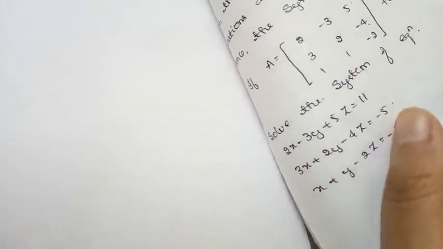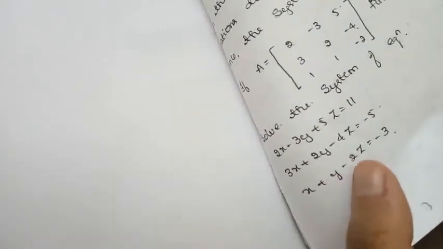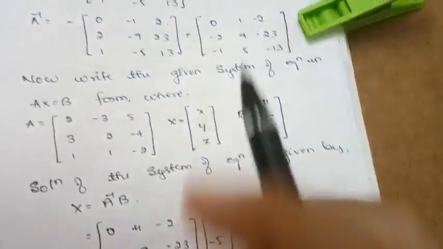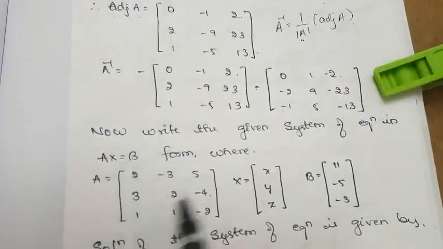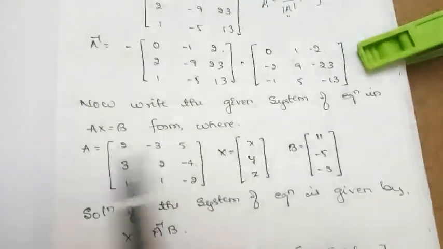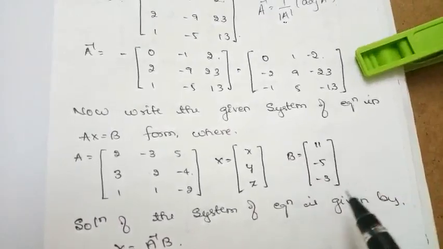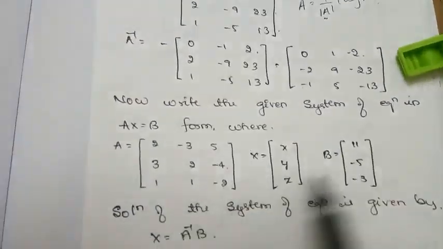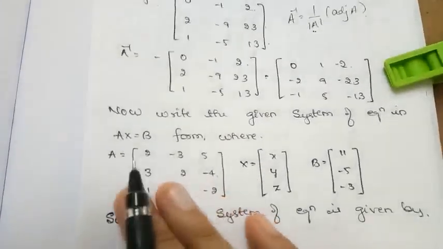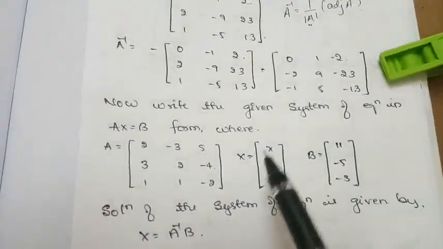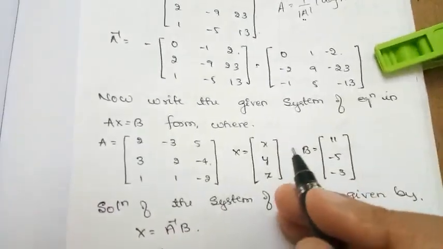Now they have given you a system of equations. The system is 2x minus 3y plus 5z is equal to 11, 3x plus 2y minus 4z is equal to -5, x plus y minus 2z is equal to -3. It can be expressed as AX is equal to B, where this is the matrix of coefficients of x, y, z, X is the matrix of variables, and B is the elements on the RHS. So now you have expressed that system in matrices. Now you need to find the solution. How are we going to get the solution?